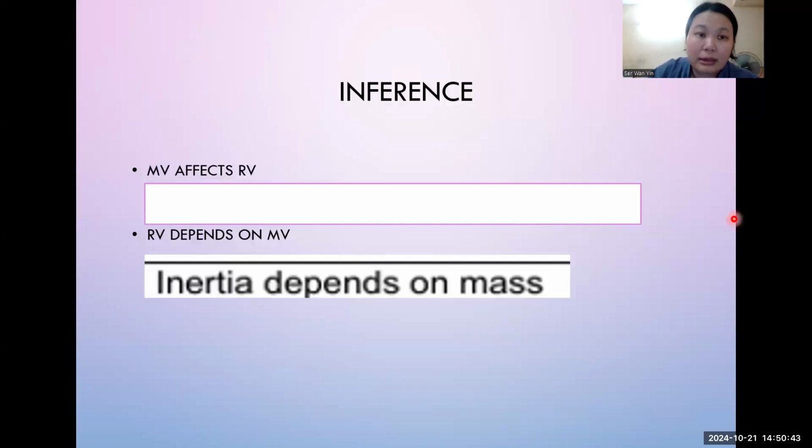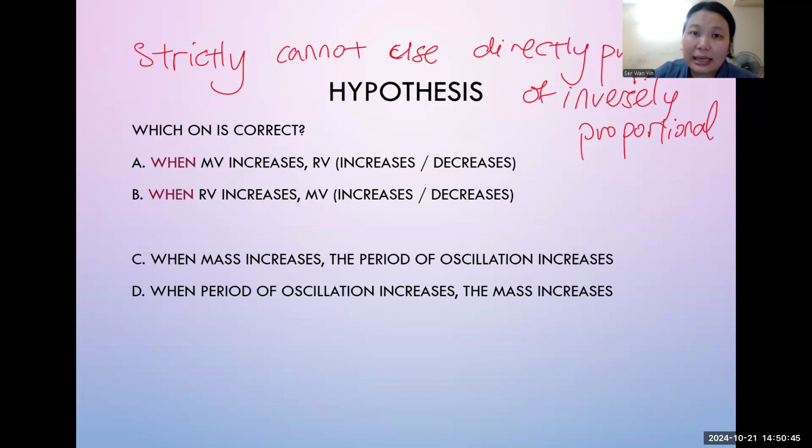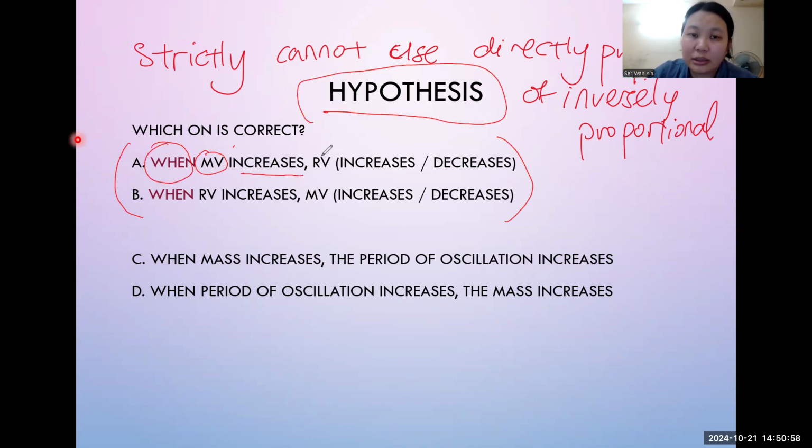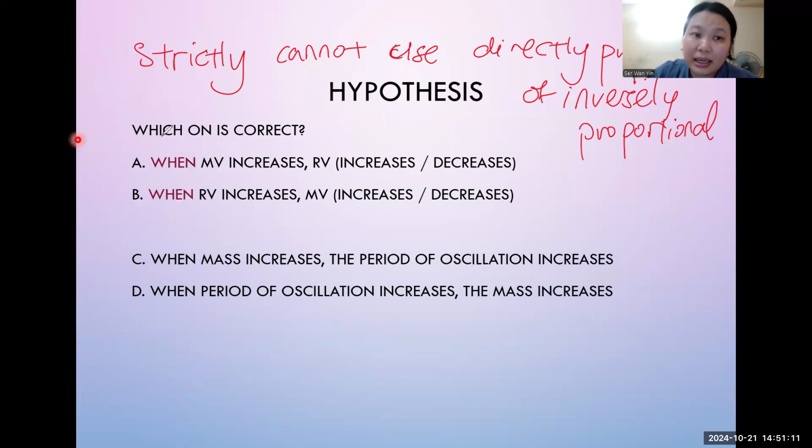Okay. Now, next, hypothesis. Hypothesis actually is a relationship. How do we start the hypothesis? We say, when MV increases, RV either increases or decreases, depends. You must have the word "when". Understand? Must is a must. When MV increases, RV increases or decreases.